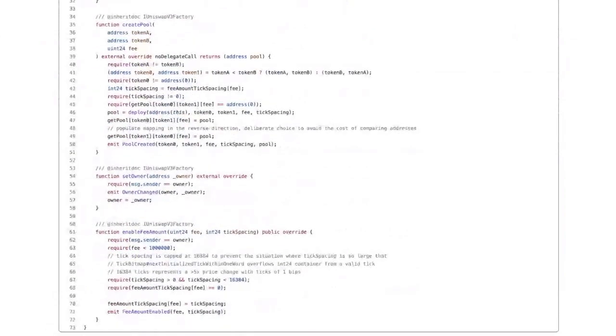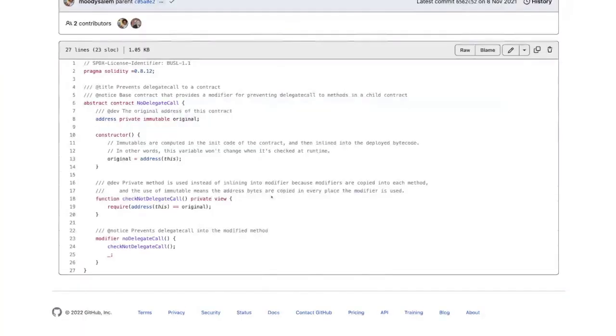But assume one of these functions had that logic. It would mean that you wouldn't be able to delegate call that function from another contract because it would execute that function in the context of that other contract. And at that point, address(this) would be the address of that contract, which would not equal the address of the original, which would be the factory. So yeah, as advertised, it stops delegate calls.